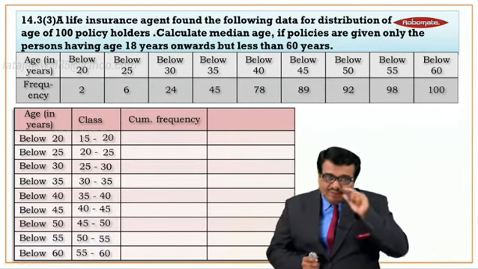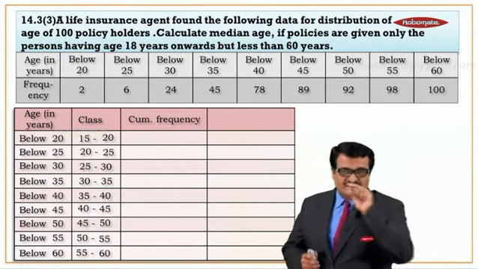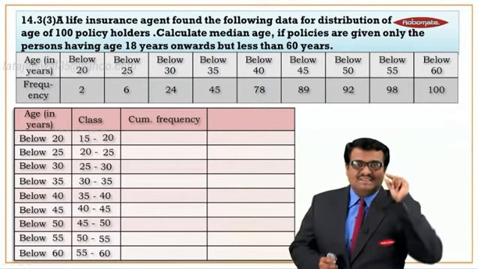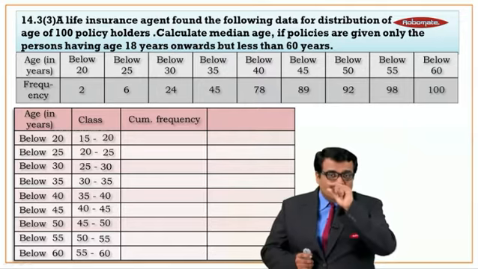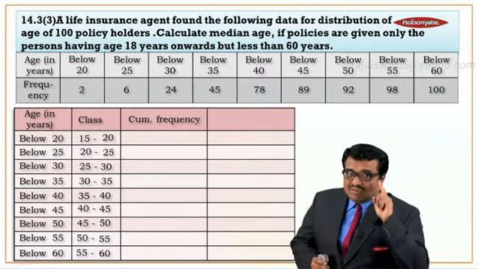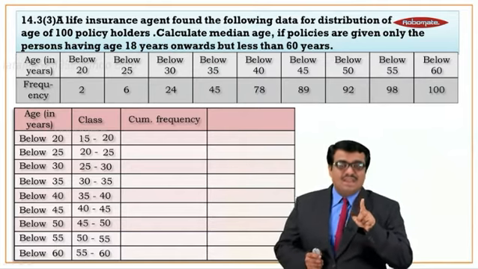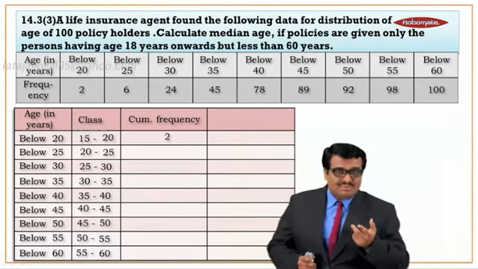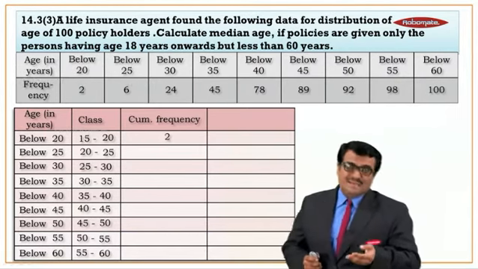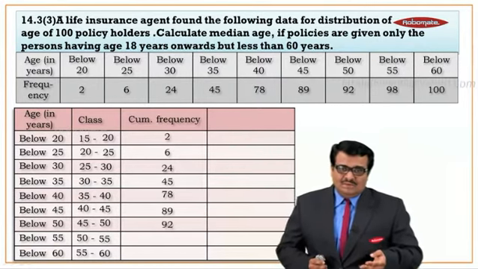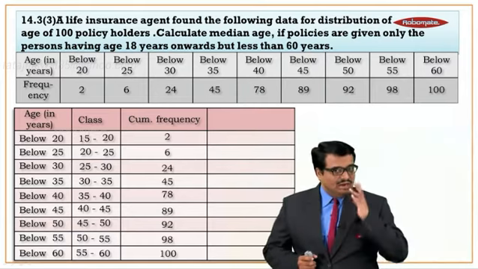So they have not given us the frequency, they have given us cumulative frequency. And if you see the numbers, they are increasing from the first to the last. If you see 2, 6, 24, 45, 78, 89 and so on, the numbers are increasing. That means they have not given us frequency, they have given us cumulative frequency. And what type of cumulative frequency have they given? Increasing from up to down means less than type cumulative frequencies. These are the cumulative frequencies given.